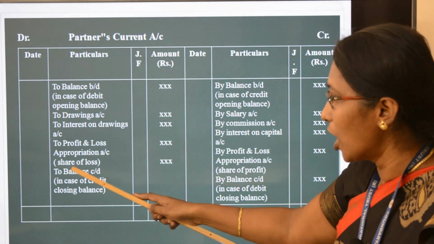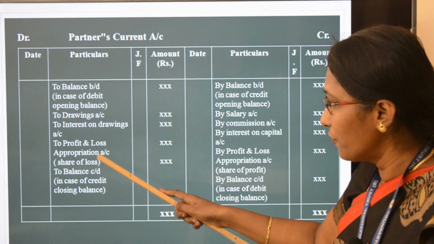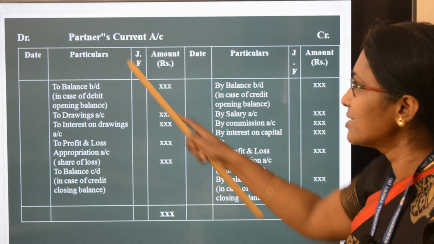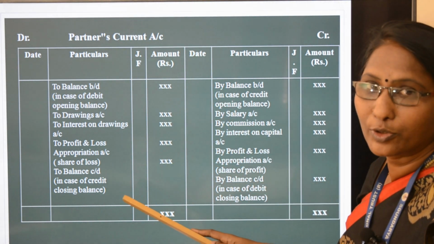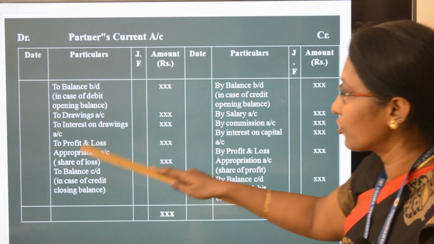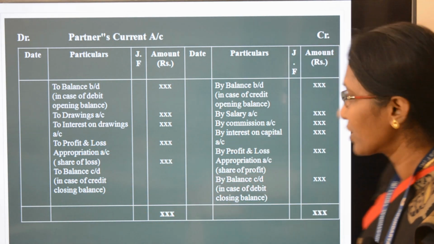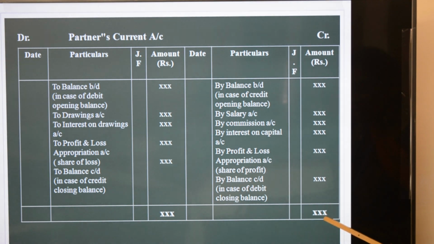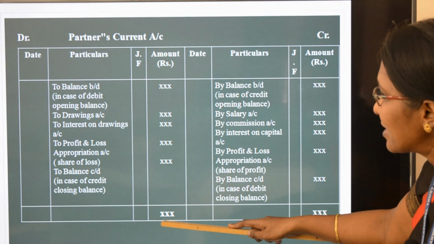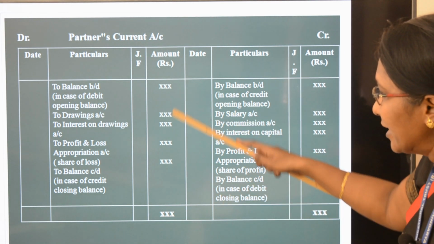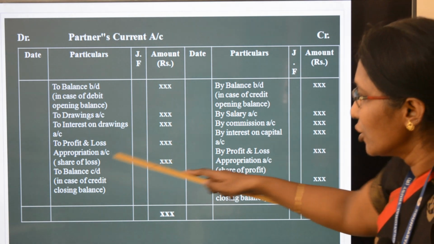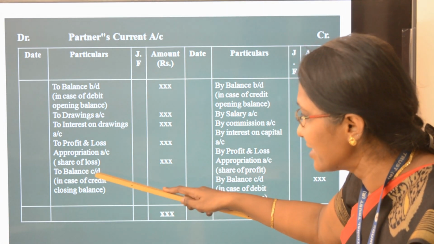Next one is loss. Share of loss. We have to transfer this from the P&L appropriation account to this partner's current account. So profit, we write on the credit side. Loss, we should write on the debit side. Now we total. The same total, I write on the debit side. From this total, I deduct, and I will get this as balance. This balance should be written here as to balance carried down.